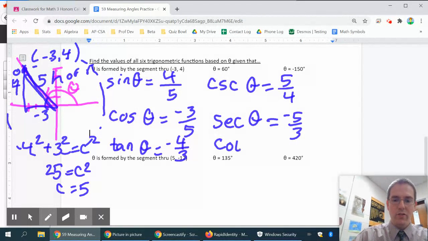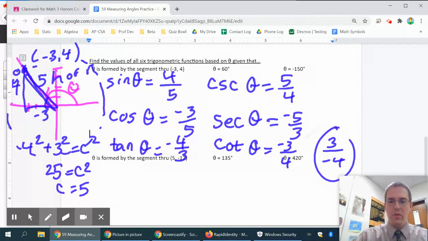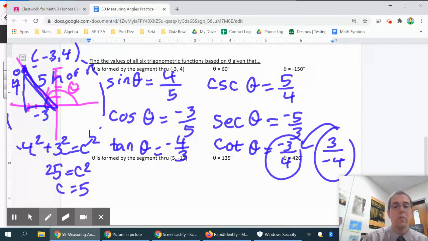And then cotangent of theta equals -3 over 4. Because if I were to flip that to 3 over -4, if I simplify that, I would generally just move the negative to the top anyway. So that is the preferred form with the negative on top, but the other numbers flip.